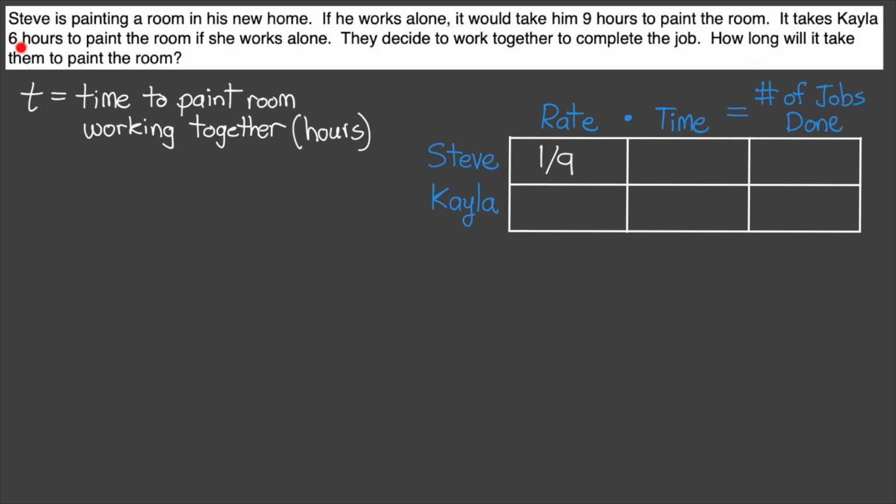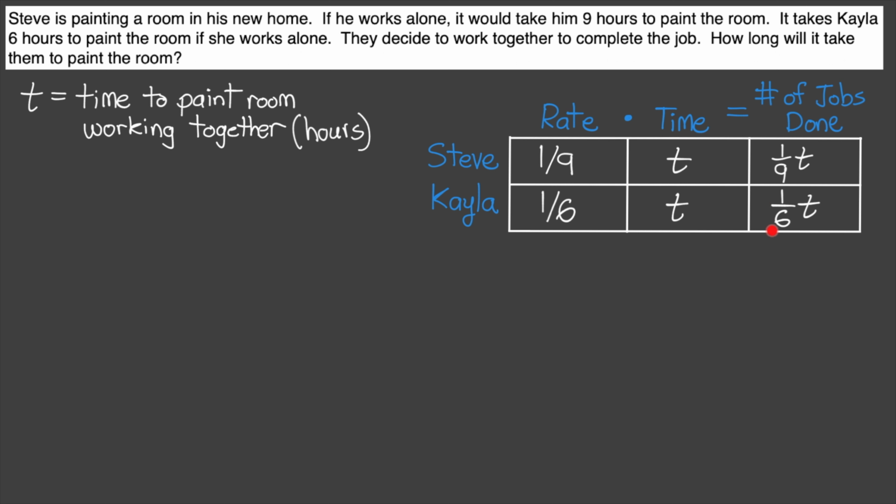And Kayla takes 6 hours to paint the room if she works alone. So her rate is 1/6. And they're working together, so their times are going to be the same, and their times are just going to be T. And we don't know what that is. That's actually what we're looking for. So to get our number of jobs done, we just multiply these guys. So we're going to get 1/9 T for Steve, and for Kayla, hers will be 1/6 T.